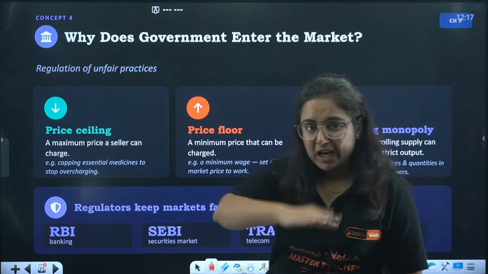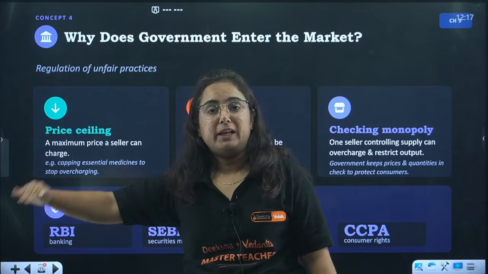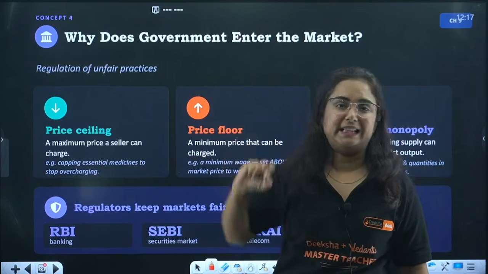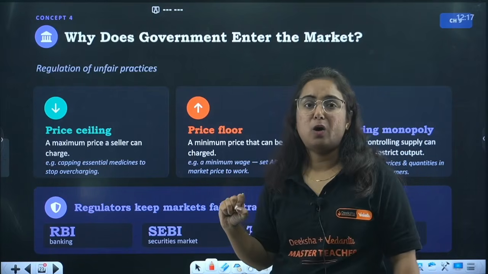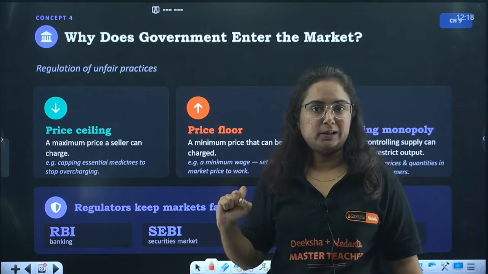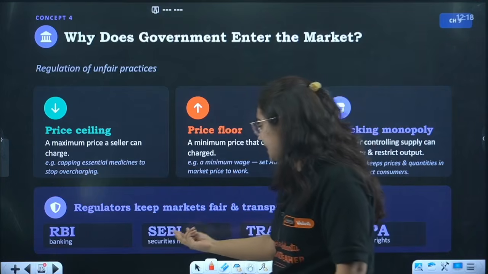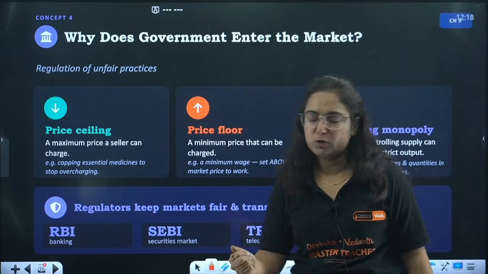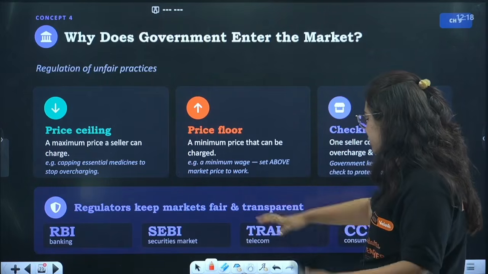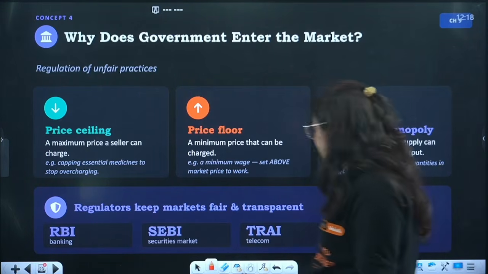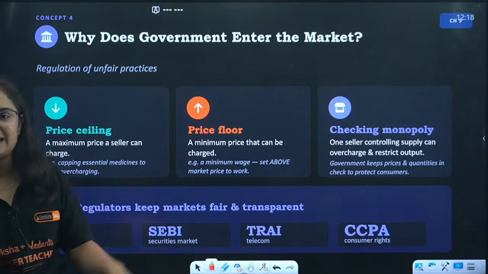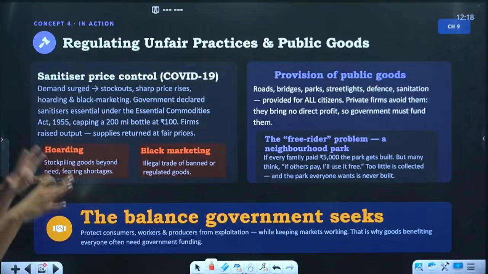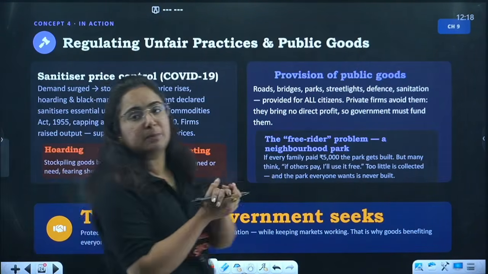banking, to check the flow of money, and whenever required to pull the flow by increasing what? The percentage of interest rate in the loans. Right? Then we have SEBI, that is the Securities and Exchange Board of India basically. TRAI, that is the Telecom Authority, and then the Consumer Protection Act, that is CCPA. ठीक है. So there are a lot of institutions made to reduce those unfair practices.